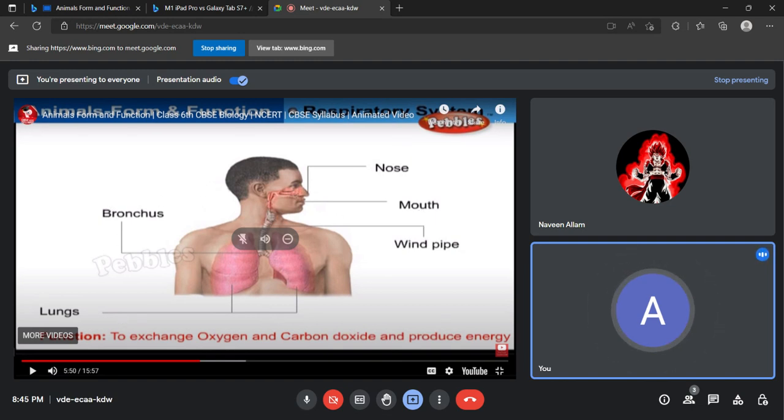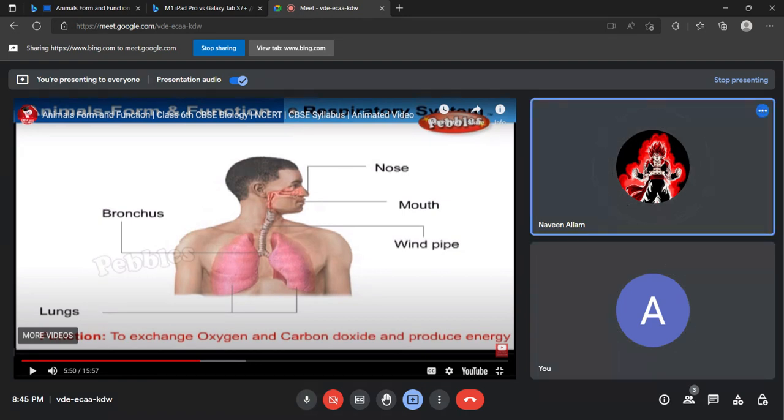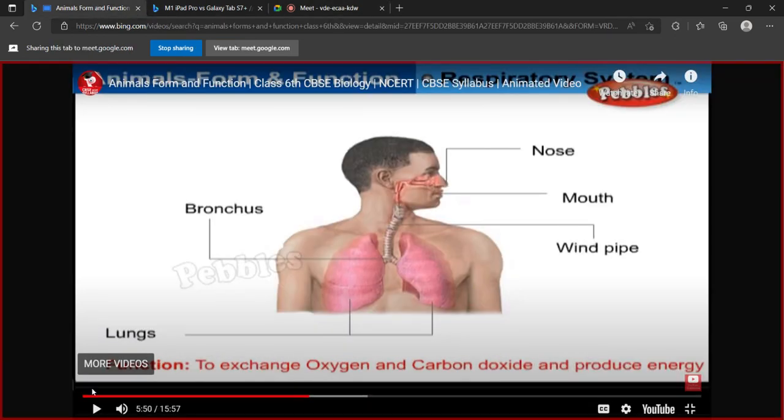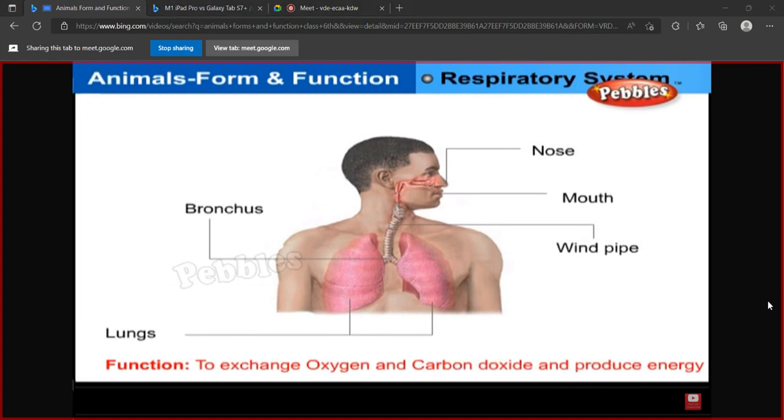And what is the function? To exchange the oxygen and carbon dioxide and produce energy. Are we clear about this? Yep. Okay. To exchange oxygen and carbon dioxide and produce energy.